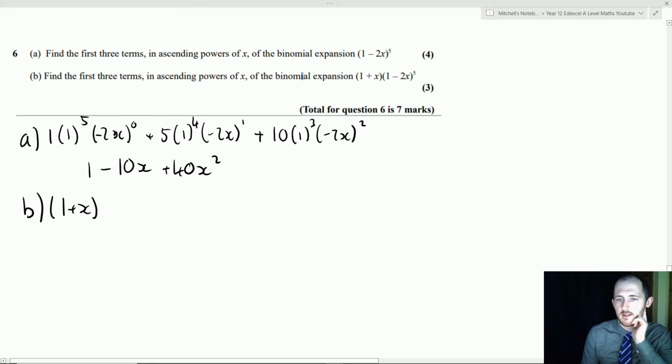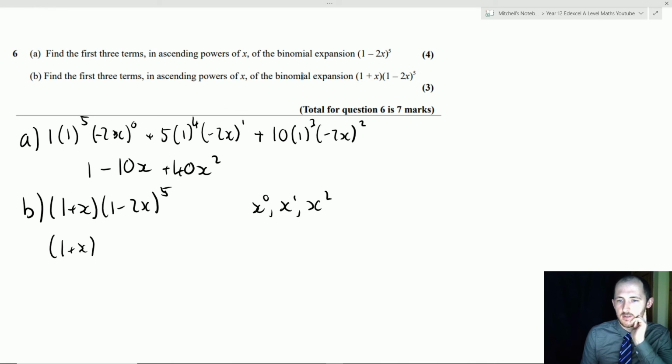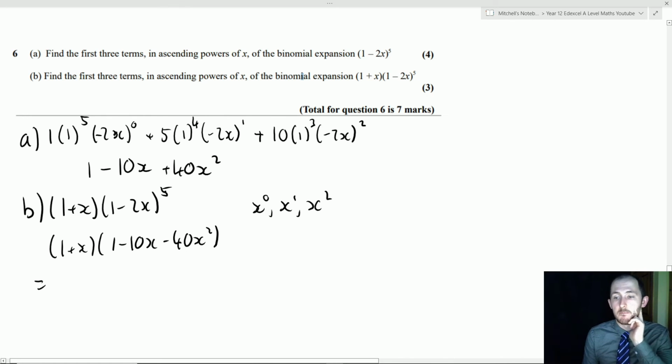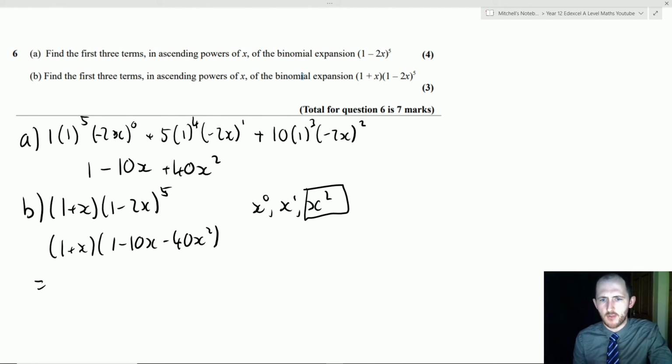First 3 terms again. Now, we should note that that means it's going to include x to the 0, x to the 1, x squared. So what we're going to do first is sub in our expansion that we just did, which is 1 minus 10x plus 40x squared. And then we're going to expand these brackets, but only going up to a maximum of x squared. That's the key part that students sometimes get wrong.